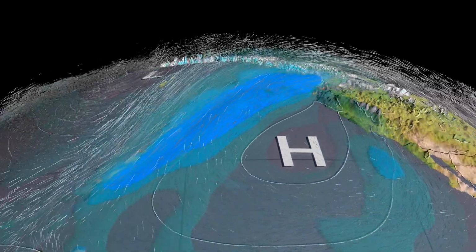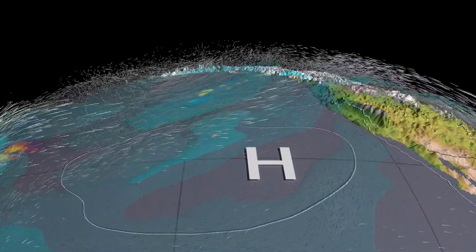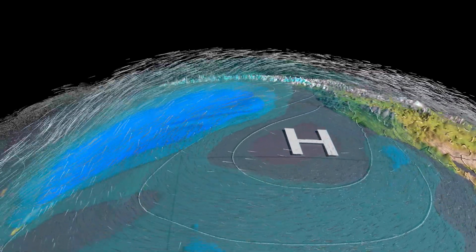The more intense the pressure gradient is, the stronger the winds are that transport the water vapor. Extreme rainfall has also been associated with the more intense gradients.